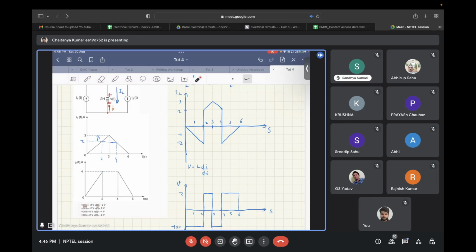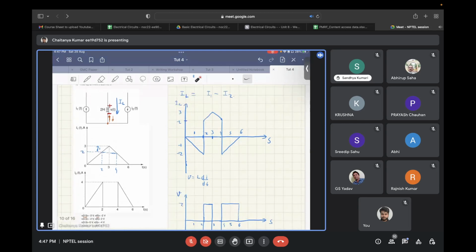For the time interval of 0 to 2 seconds, you can see that I1 is increasing at 1 ampere per second. That is, at 2 seconds it will go to 2 amperes. So it is increasing at 1 ampere per second, and I2 is increasing at 2 amperes per second. So I1 minus I2 will decrease at 2 amperes per second. So the slope will be minus 2 amperes per second till 2 seconds.